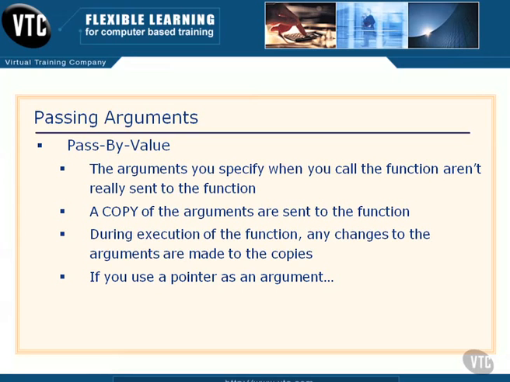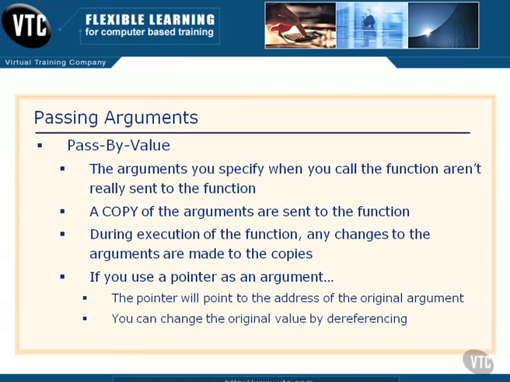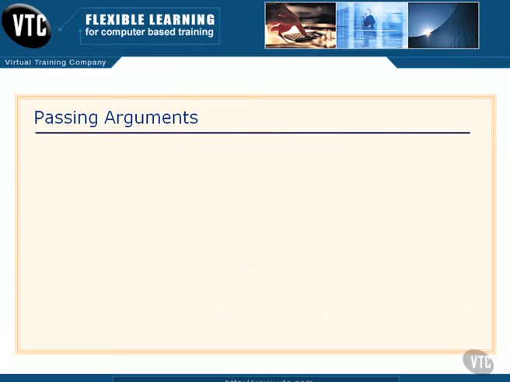Once you get your head wrapped around pointers again, understand that if I use a pointer and pass by value, the pointer is actually pointing to the address of my original argument. And if I dereference that, which sounds really cool and techy, just remember it means I'm using the asterisk, then I'm changing the value at that original address that got copied. So in essence, I'm actually changing my original argument. Really cool stuff. I'll show you a demo on that a little bit later on.